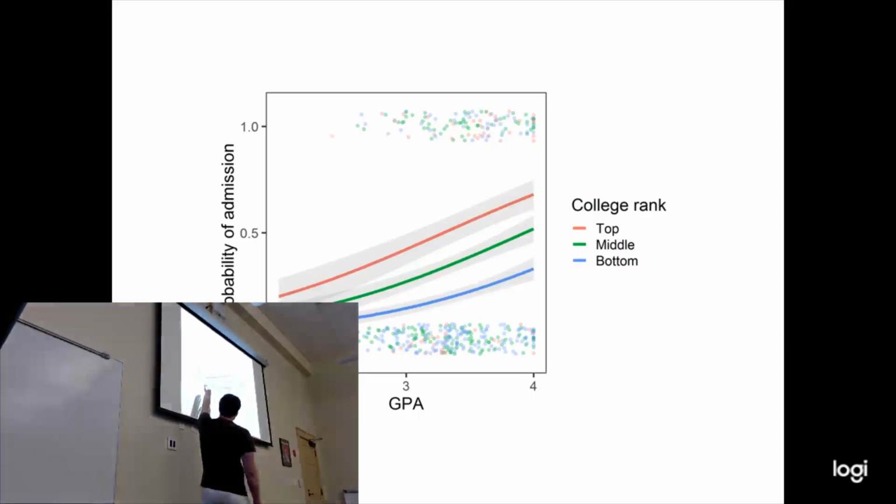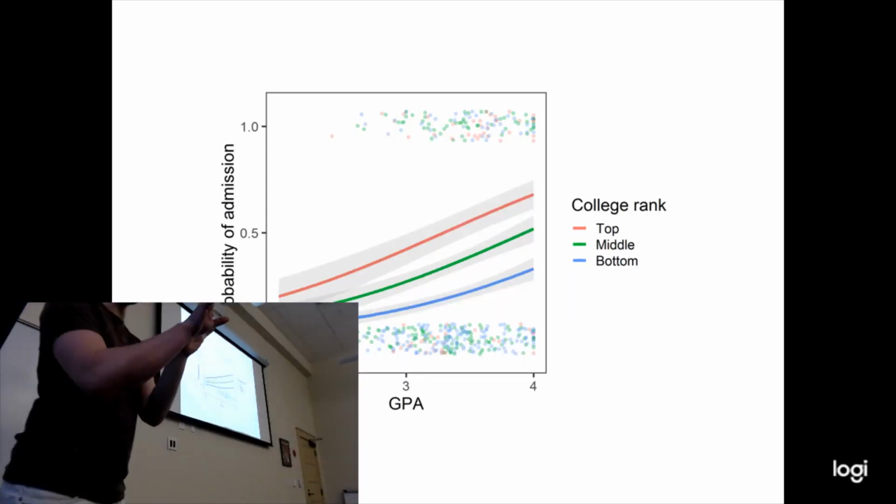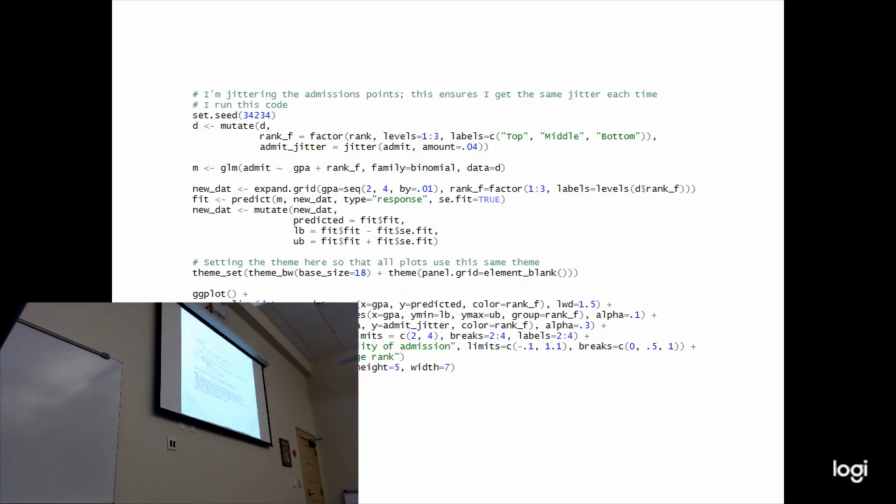Oh, it's something that I didn't mention, but I'm putting confidence bands in gray. So I got those by using se fit equals true. I think you probably did that already in the drill. For this plot, I wanted everything in gray rather than being color-coded.